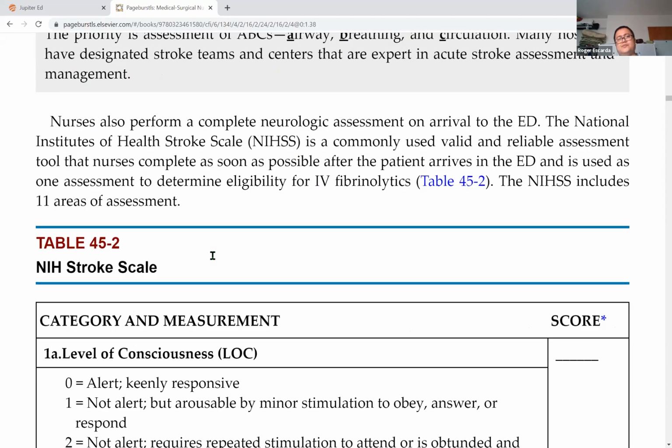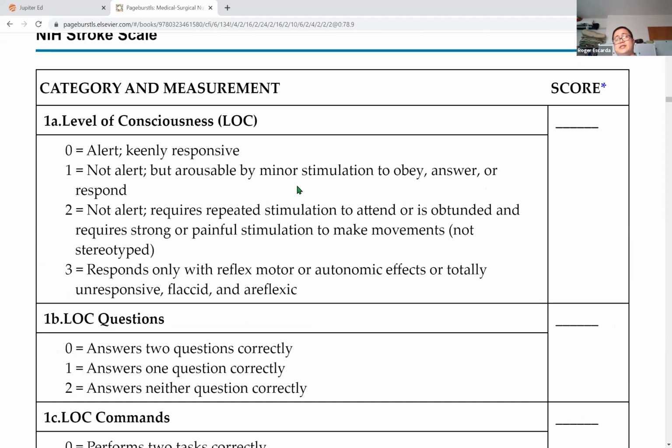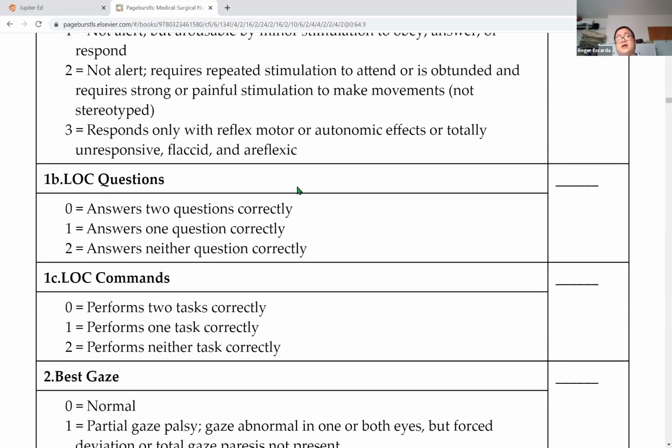Let's go to scoring. I won't test NIH stroke scale. I never did. The reason is we're not expected to be working in a neuro unit. So all these years that I've taught fifth semester, I've never taught this. Not only is it a specialty area or more focused on stroke, look at how long this is.